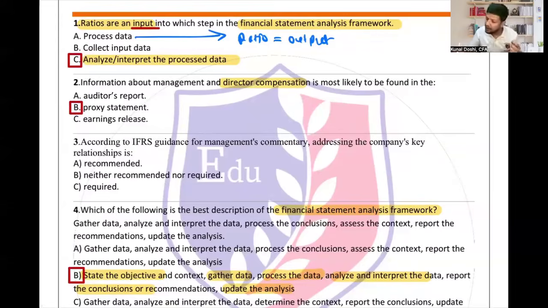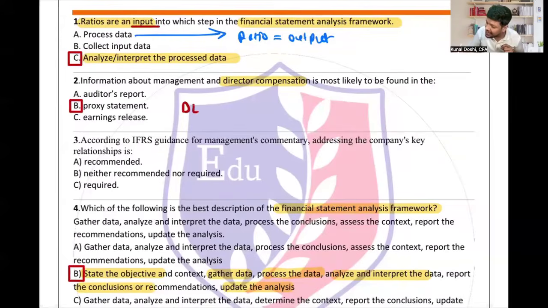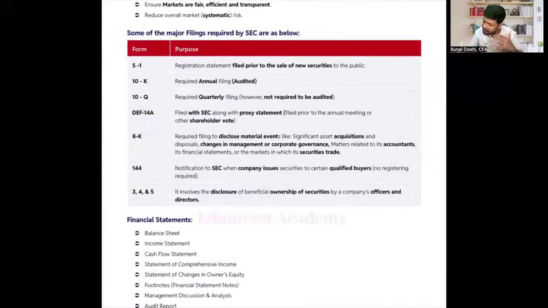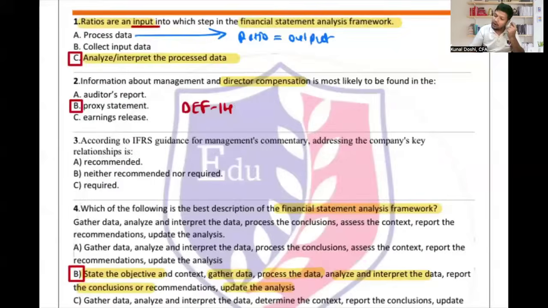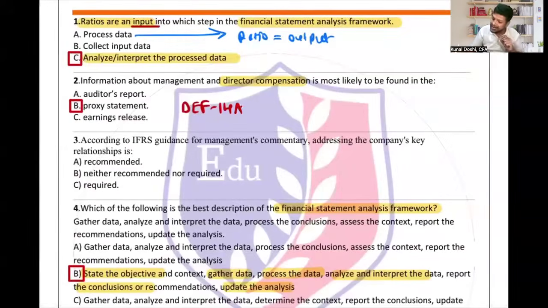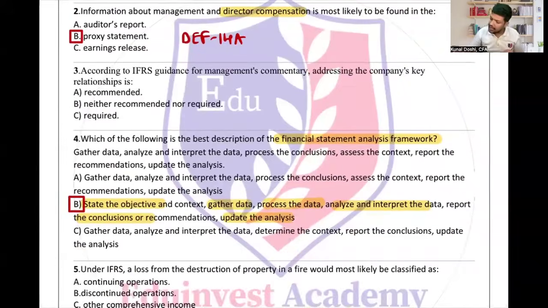Can someone tell me which form it is? It is DEF 14A. Remember DEF 14A. This is the form where you require a shareholder vote or proxy voting. So DEF 14A is the proxy statement. Understood? Next, according to IFRS guidance for management's commentary addressing the company's key relationship is C.